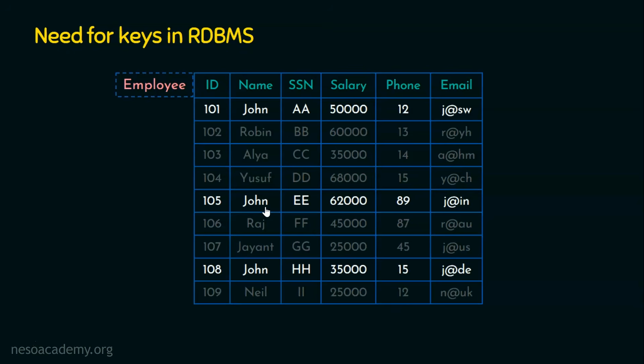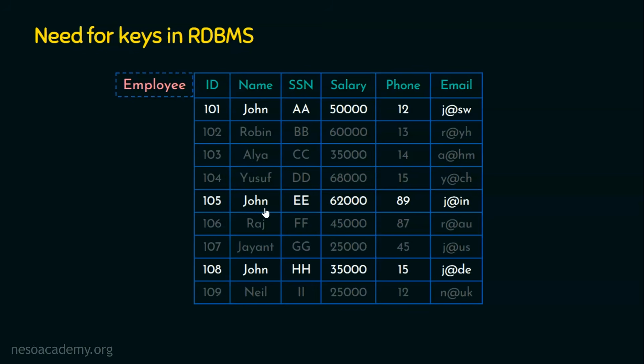So the real problem here is identifying the unique tuples. If I want to do some operation with the database, I want to uniquely identify the tuples. In this case, if this John that I am referring to, it should be clear that this John's record only is updated and not any other John's data.